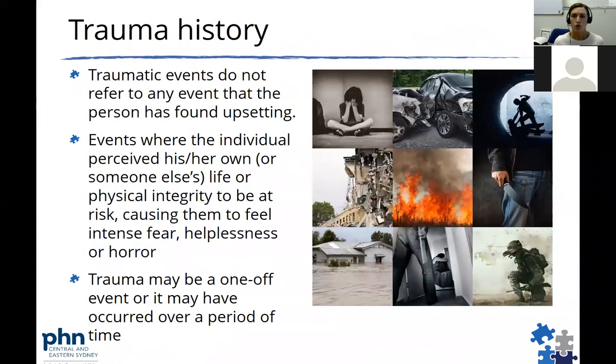It's also important to identify whether the client has experienced any traumatic events in their life. Traumatic events don't refer to any events the person's found upsetting, but events where the individual perceived their own or someone else's life or physical integrity to be at risk. The trauma may be a one-off event, or it may have occurred over a period of time. I'll go into a bit more detail about trauma given its importance, and it's an area that clinicians often have difficulty with.